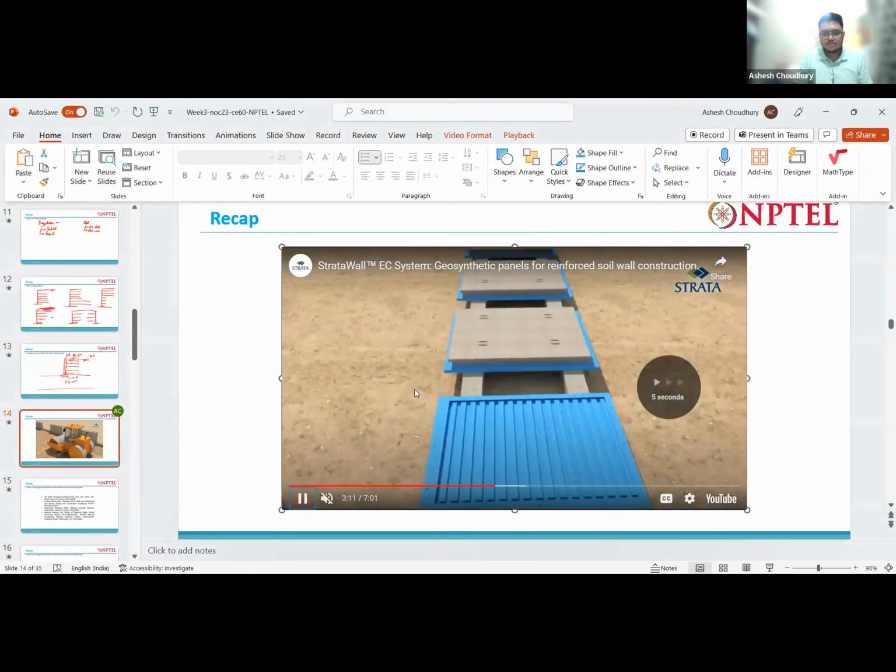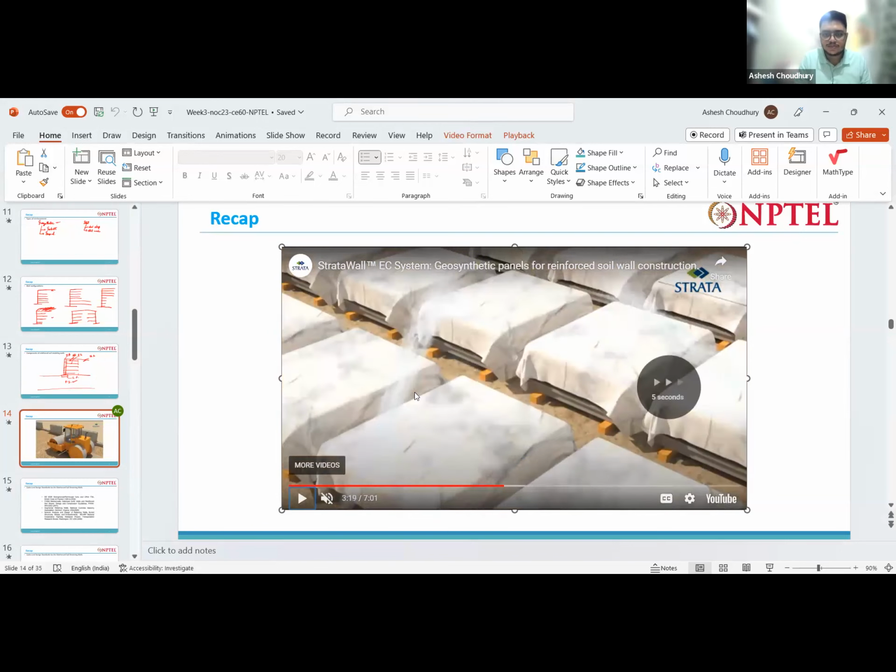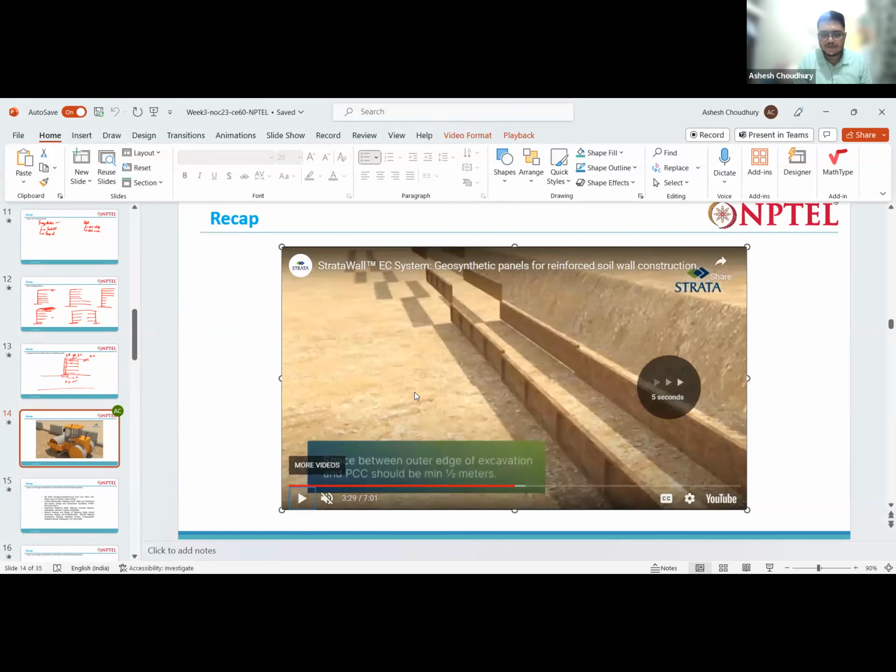So you can see that this is the completed construction of these facing blocks. Okay, the construction of the facing blocks is complete. Then we allow it to queue out.